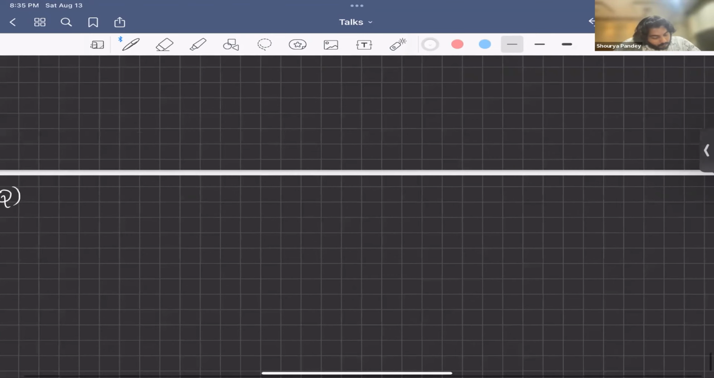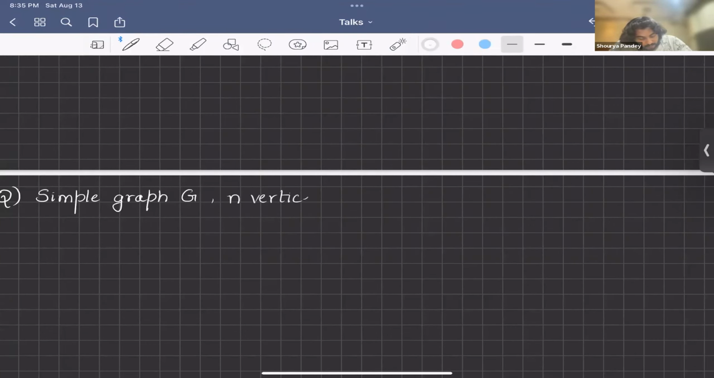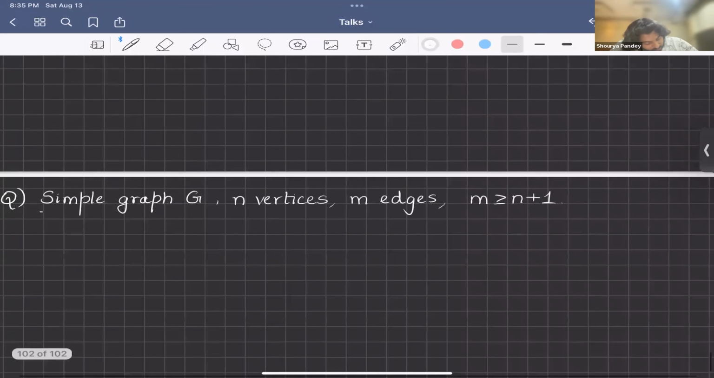Okay, so here's the problem. I have a simple graph G with n vertices and m edges, and m is at least n plus 1. Each edge is red or blue.